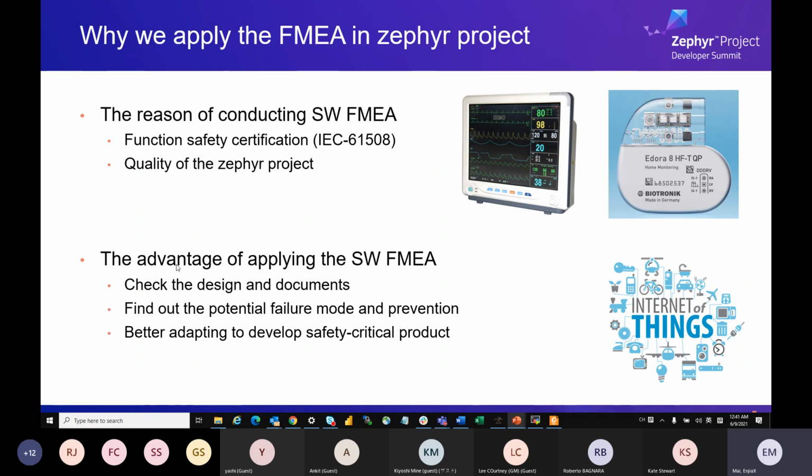And during the FMEA process, we can get some advantages of applying it, such as we will check and review the design and the documents again and again, and we will try to find out the potential failure mode and the prevention. And the third reason is it is better adapting to develop a safety critical product for the application which once use Zephyr as its base OS.